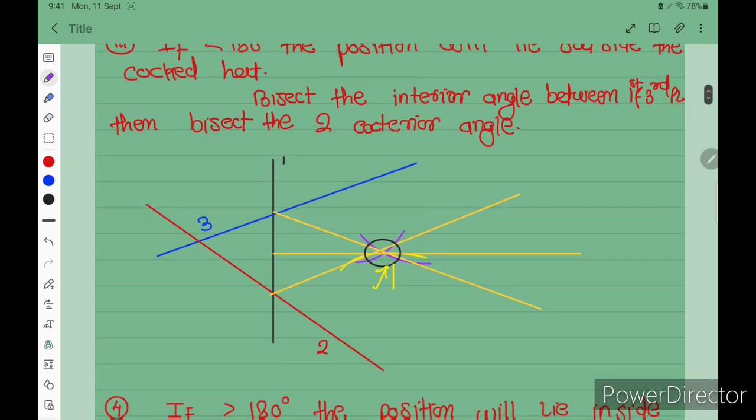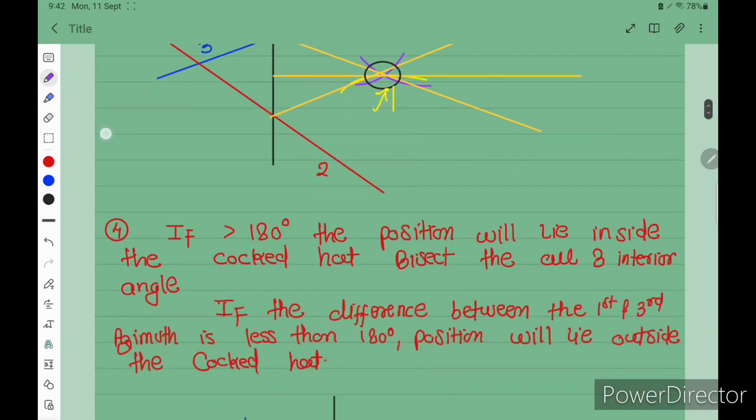In that case, bisect the interior angle between the first and third, and then bisect the two exterior angles. If you see the diagram, the black one is the first position line, the red is the second position line and the blue one is the third position line. So we bisect the interior angle of the 1st and 3rd and the 2 exterior angles.